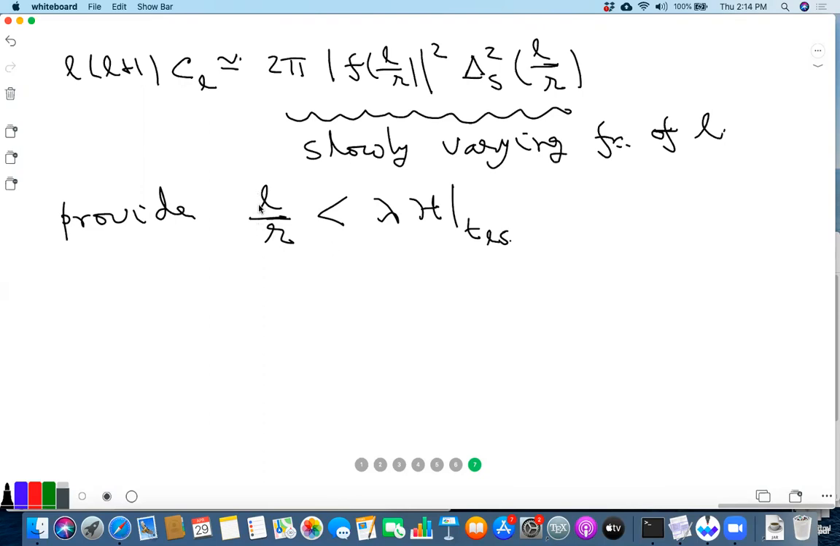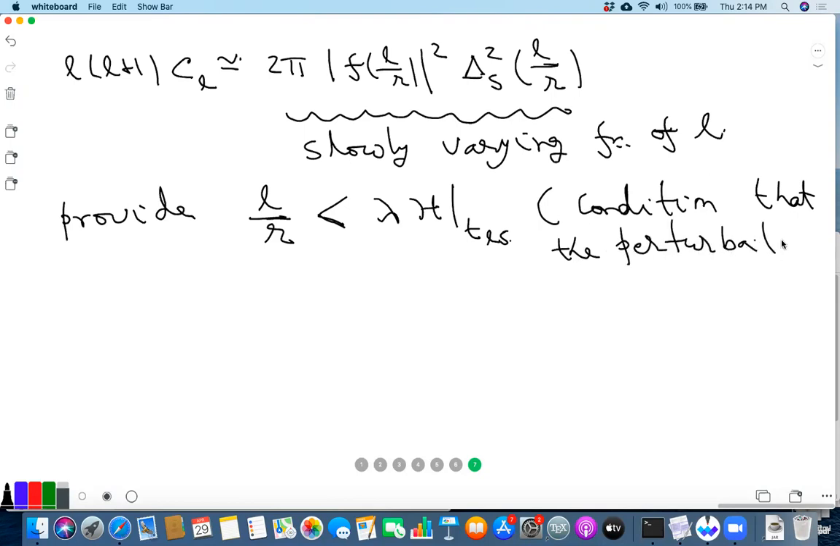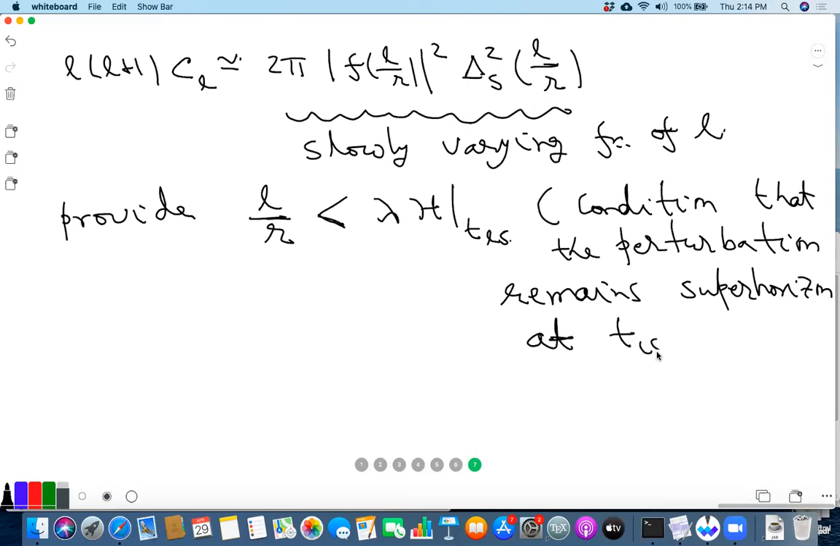Why? This is k, right? This was the argument k. And we have seen that if at the time of last scattering you have to be super horizon, then k should be smaller than lambda h. Okay, this is the condition that the perturbation remains super horizon at TLS.